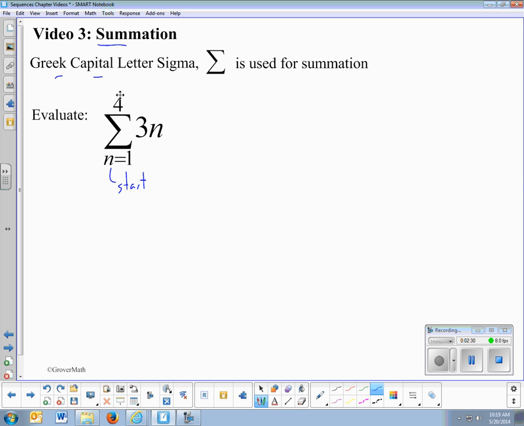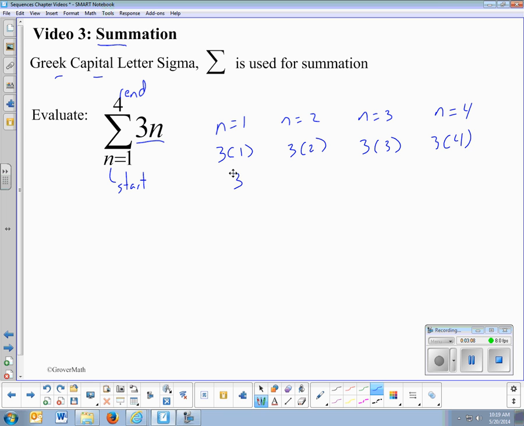And we're going to go until we end here. The number on top is where you end. So if we're starting at n equals 1 and ending at 4, that means we're going to plug in n equals 1, n equals 2, n equals 3, and n equals 4. One at a time, we're going to plug those into our expression, 3n. So let's see what happens. 3n for n equals 1 is 3 times 1. For n equals 2 it is 3 times 2. For n equals 3 it would be 3 times 3. And for n equals 4 it would be 3 times 4.